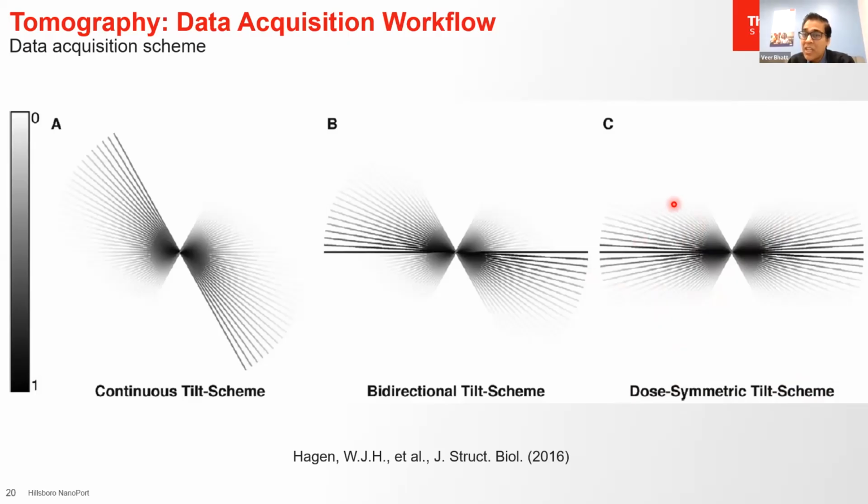So this ensures that there's an even distribution of radiation damage on both sides, but even more importantly, it also ensures that images near our 0 and lower tilts are capturing very good signal to noise.